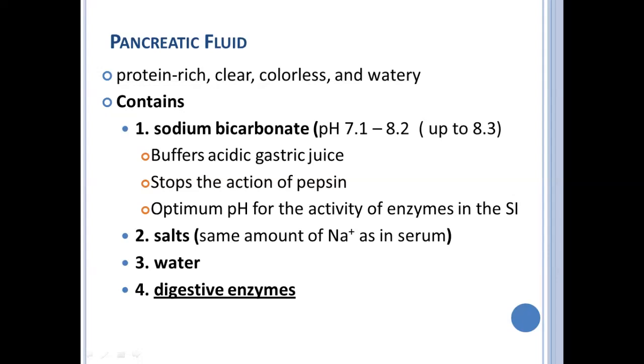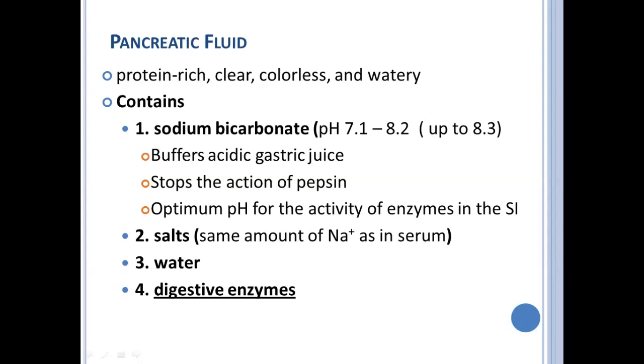So this also creates the optimum pH for the activity of enzymes in the small intestine. These enzymes cannot react if it is too acidic. So they need a slightly alkaline pH of 7.1 to 8.2. And the function of that is the sodium bicarbonate.